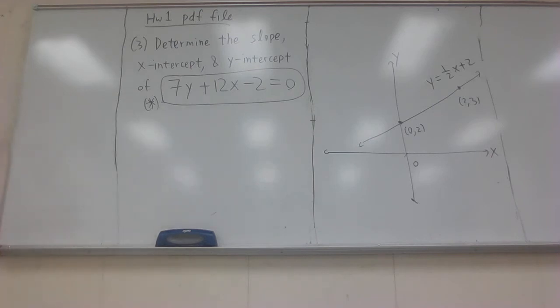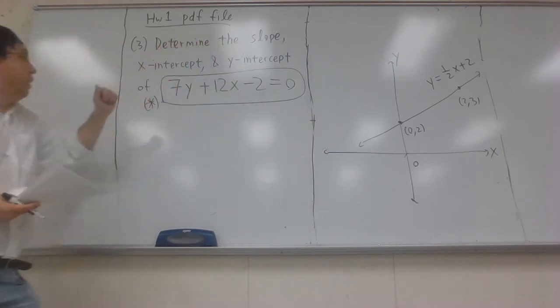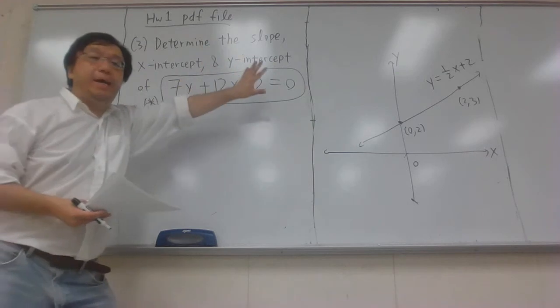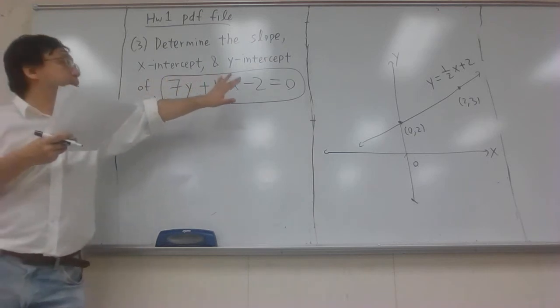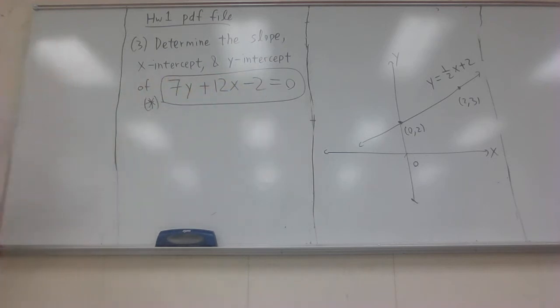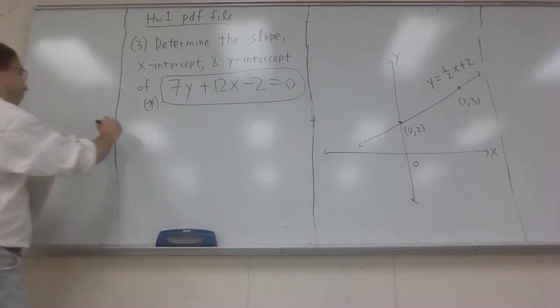So the homework 1 PDF file number 3 asks us to find the slope, the x-intercept, and the y-intercept of this straight line equation, 7y plus 12x minus 2 is equal to 0. Okay, so that's what the question asks us to do. Okay, so let's first compute the slope.